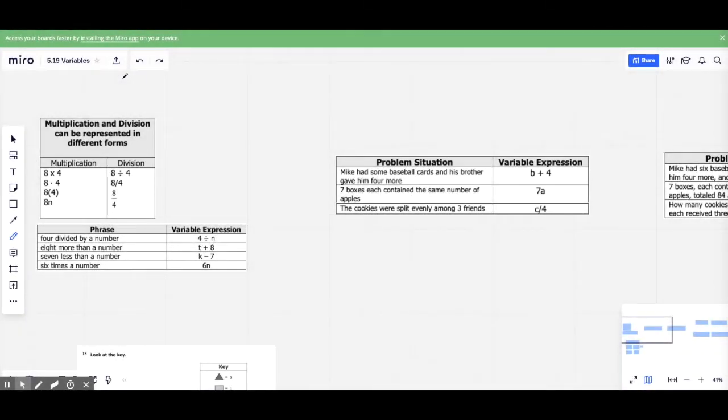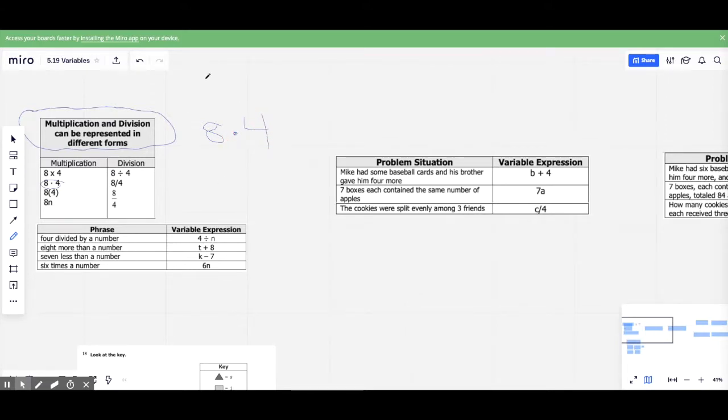Today we're talking about 5.19 variables. Variables are basically the thing that we don't know. First, let's look at the multiplication division table right here. I want to pay particular attention to right here, 8·4. That means multiplication. No longer will we use 8x4.